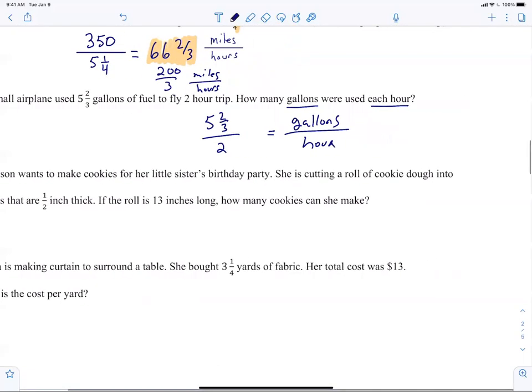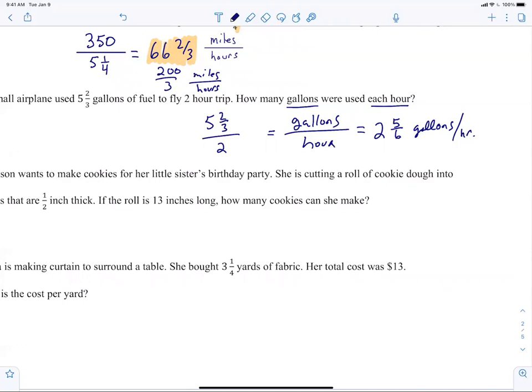It's 2 and 5/6. How much? 2 and 5/6 gallons every what? Every hour. That is correct. That is absolutely correct. Anybody else get 2 and 5/6? All right, good.